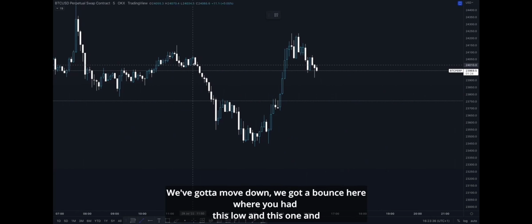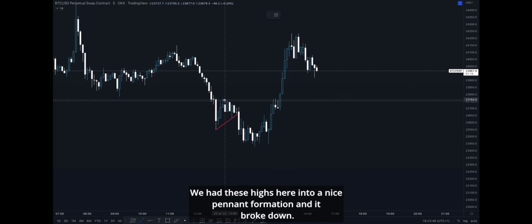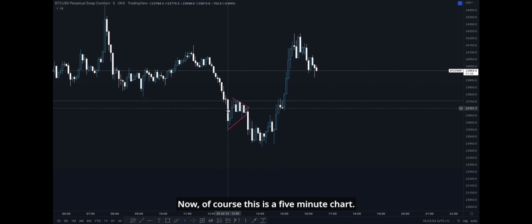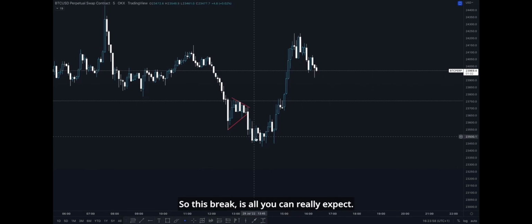We've got a move down. We got a bounce here where we had this low and this one into a nice pennant formation. We had these highs here into a nice pennant formation, and it broke down. Now, of course, this is a 5-minute chart, so the breakdown has to be commensurate to the move. So this break is all you can really expect.